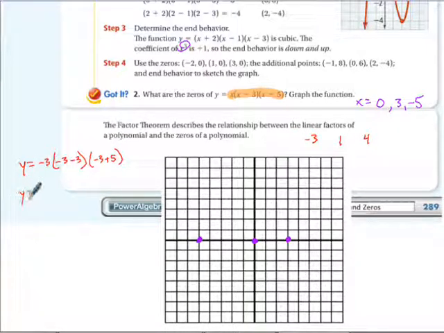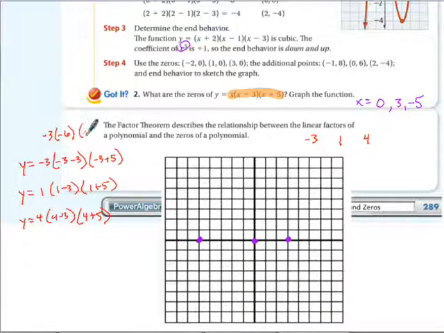Then we have y equals 1 times 1 minus 3 times 1 plus 5. And then we have y equals 4 times 4 minus 3 times 4 plus 5. Okay, and when you do this, you might find, and we're going to find when we do this, that some of these numbers are way too big or way too small, so then you adjust your numbers based on what you get. So this is negative 3 times, well, this is negative 6, so negative 3 times negative 6 times 2. So that's 18 times 2, so this is 36, okay? So big numbers here. So we might adjust what our values are.